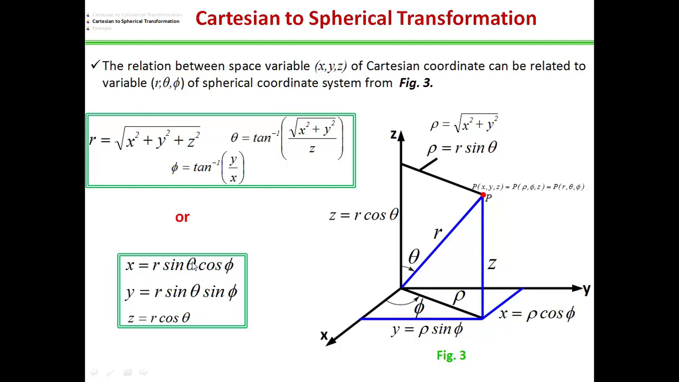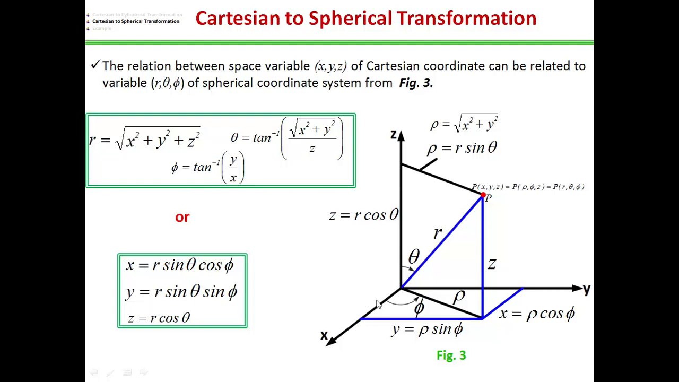And the relation between r, theta, phi with x, y, z is also having some relation. In another term, x can be written as r sin theta cos phi, and rho is the projection of r. So rho is basically r sin theta. So x will be r sin theta cos phi.